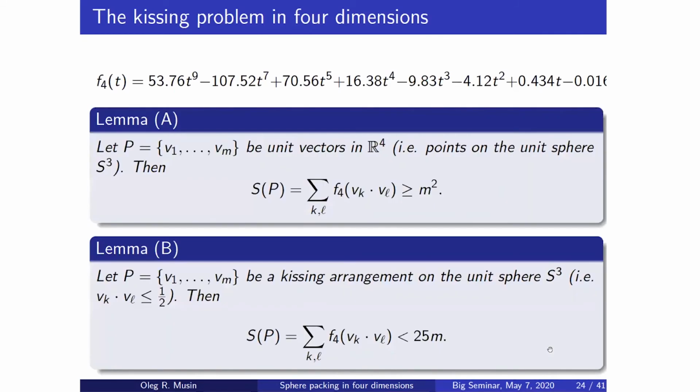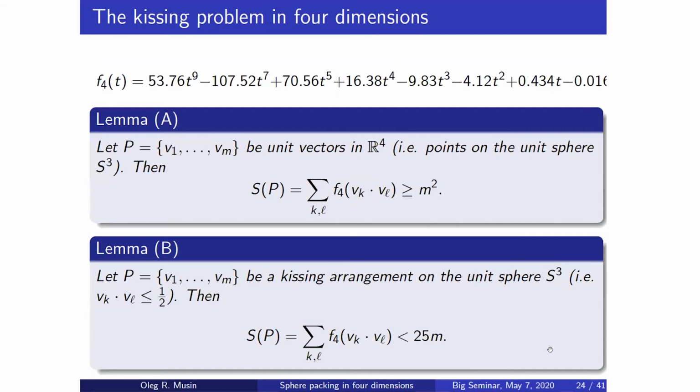Yeah, and let me give you a proof. Let us consider the following polynomial. These are precise coefficients, exactly as shown. It is a polynomial of degree 9. Now we can prove two lemmas, lemma A and lemma B.